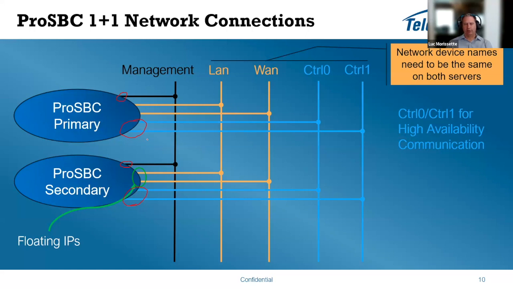But the two other LAN 1 ports will be floating IPs, meaning that if something happens with the primary, these IPs will be reused on this secondary. There will be a reverse ARP sent on the network so that the network knows that the IPs are now handled by these different MAC addresses.